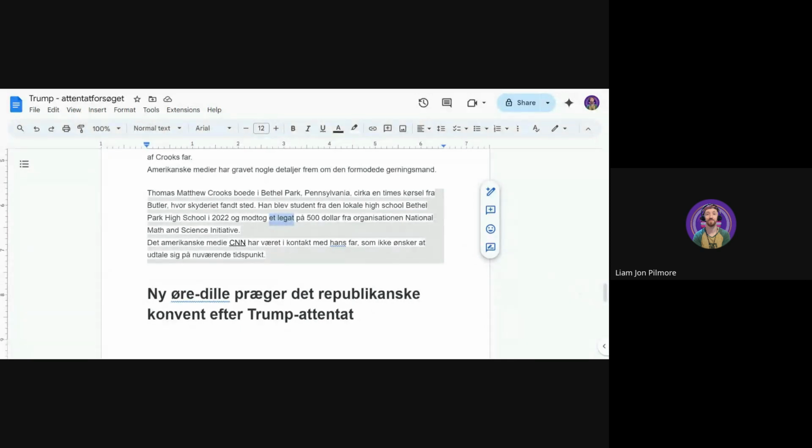Nå. So, where was I? De amerikanske medier, CNN, har været i kontakt med hans far, som ikke ønsker at udtale sig på nuværende tidspunkt. Dad doesn't wish to say anything at this point in time, på nuværende tidspunkt.